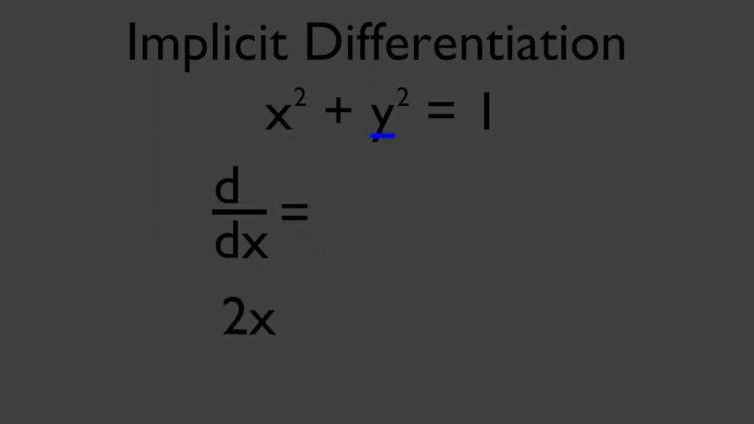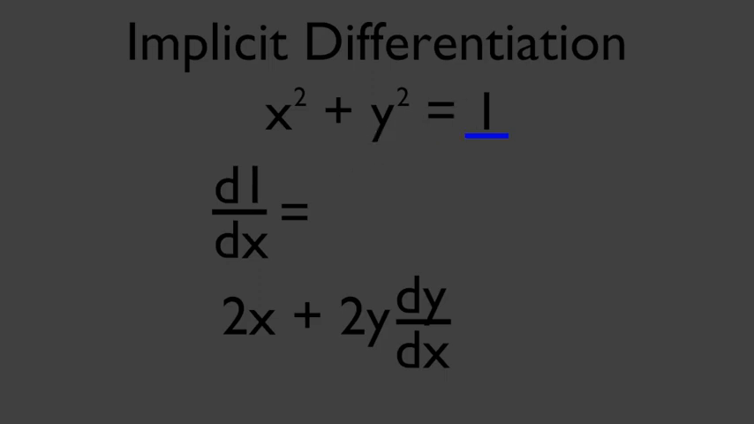Now, finding the derivative of y squared is a little more complicated, because we don't have the same variable. In the numerator we have a y, and in the denominator we have an x. We still find the derivative using the power rule, so we take the 2 in front of the y, and subtract 1 from the power. So the derivative is 2y, but because the variables don't match, we now have to multiply it by dy over dx.